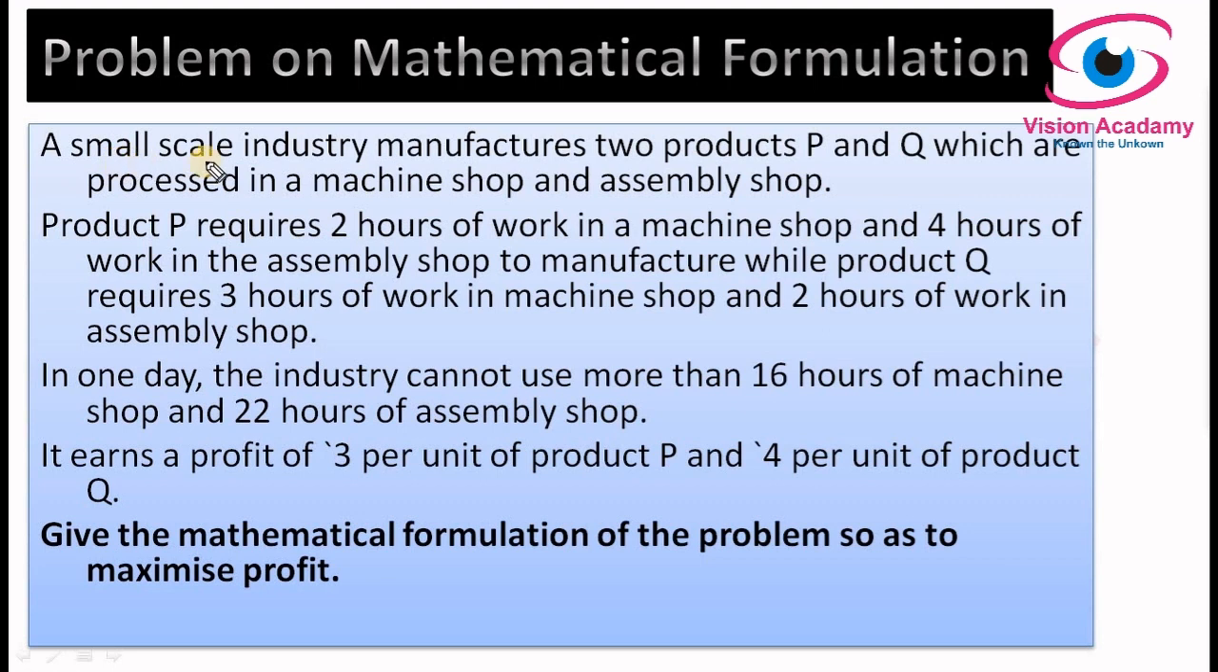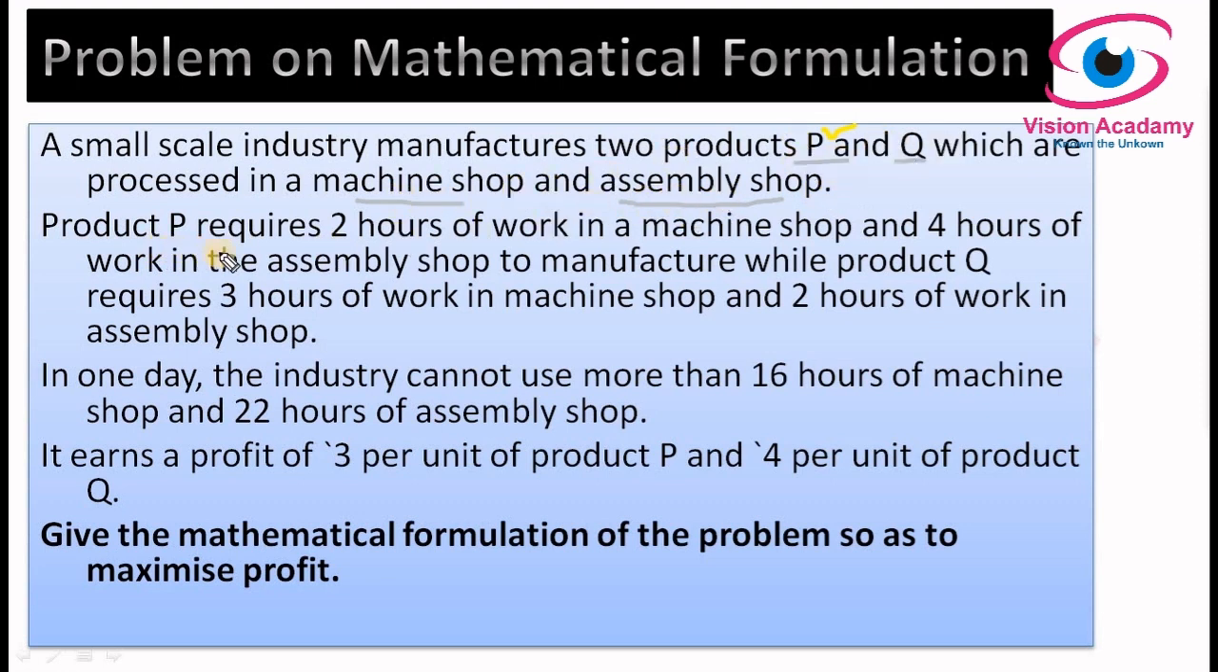In this, a small scale industry manufactures two products, product P and product Q, which are processed in machine shop and assembly shop. Very importantly, we have two types of products manufactured in some industry, that's product P and Q, and those products are processed in machine shop and assembly shop. This is very clear.